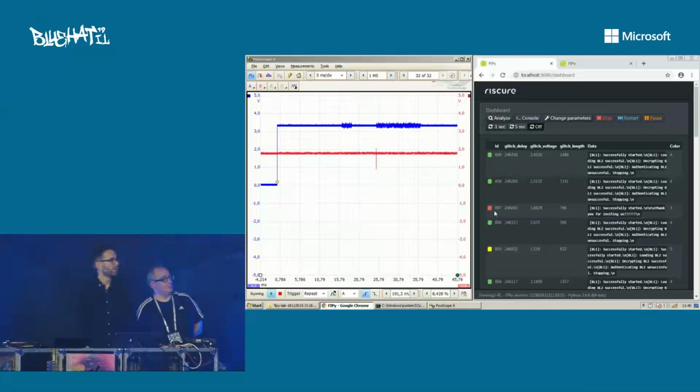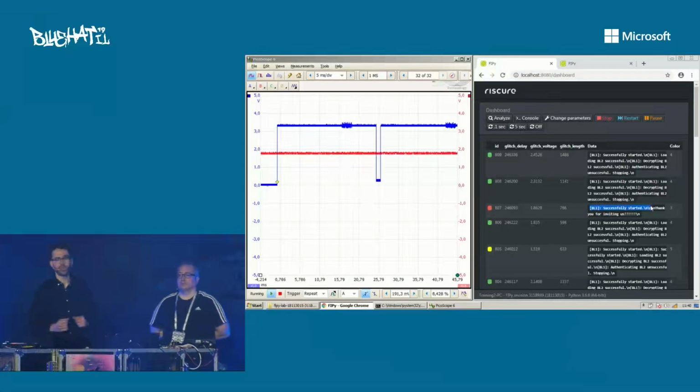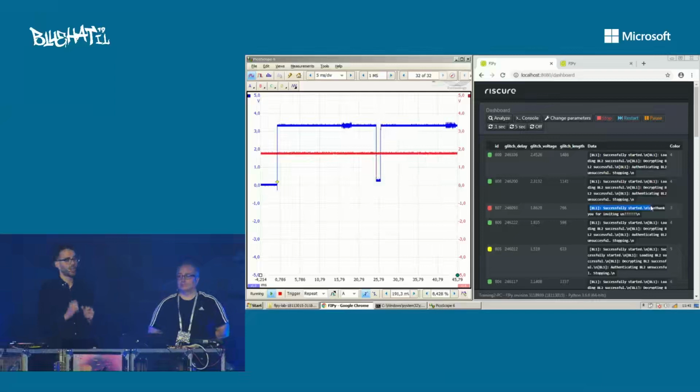If we have a look at this red experiment, we see that BL1 is successfully started, but then directly afterwards, it does not print the expected strings anymore. We directly jump to our payload. So somehow we tricked the CPU into executing a different instruction that resulted in loading one of the pointers that was in our flash into the PC.